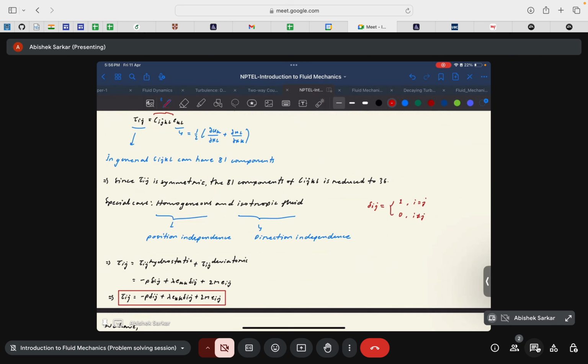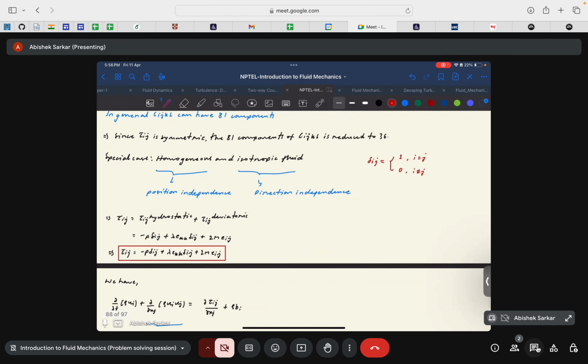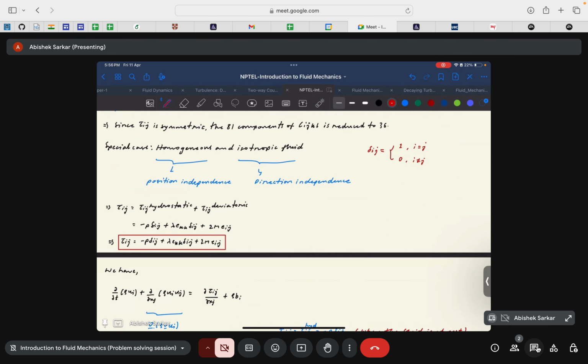So he uses these Kronecker delta functions to simplify the form of the C_ijkl, and then does the required steps, which is a bit of a lengthy derivation. He finally concludes that the stress tensor, which was initially decomposed as tau_ij hydrostatic and tau_ij deviatoric, can be written as minus p delta_ij plus lambda e_kk delta_ij plus 2 mu e_ij.